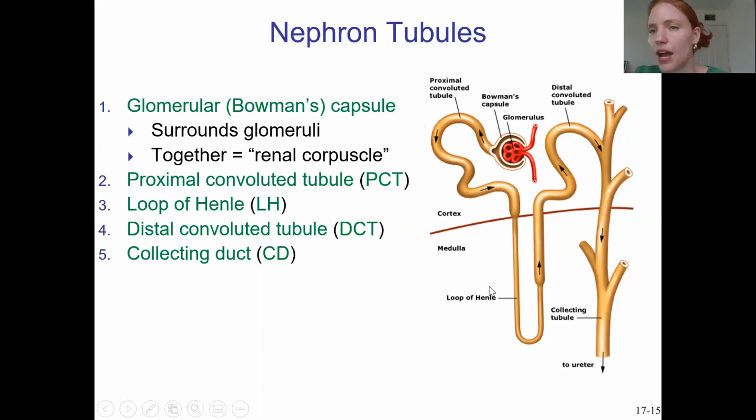Now Henle is just some guy's name. So this is the loop of Henle. You could also call it the nephron loop. Okay, so the loop of Henle or the nephron loop is going to do a sharp turn and then come back up, and then it's going to empty into another twisty-turny. Now this twisty-turny is also called convoluted because it's twisty-turny, but the other word is distal.